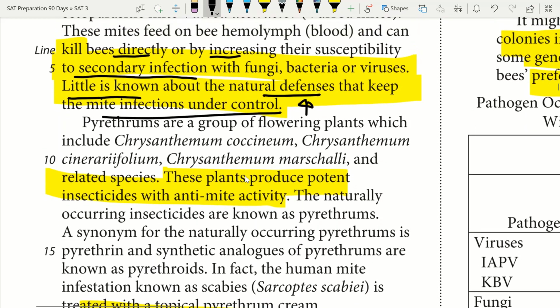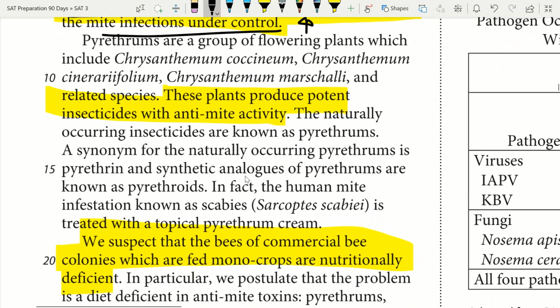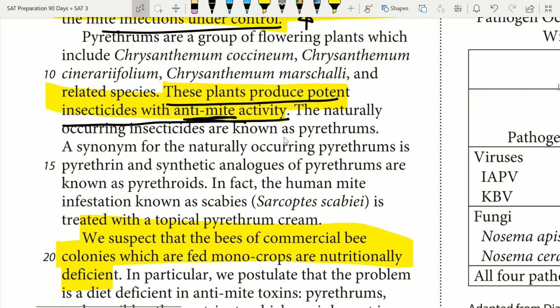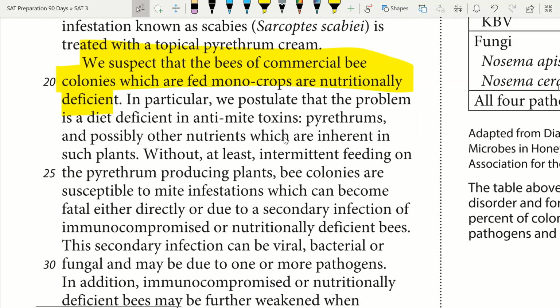So with the science section, I always want to pay attention to things that are important to the passage. Next, these plants produce potent insecticides with anti-mite activity. Well, if these mites are causing the death of bees, I want to pay attention to things that are going to be anti-mite. So in this case, plants that are producing these insecticides, these pyrethriums, those are the plants with anti-mite activity.